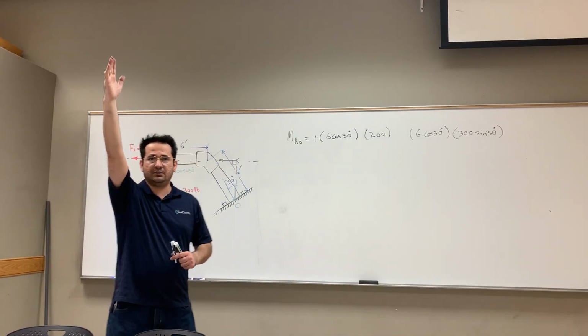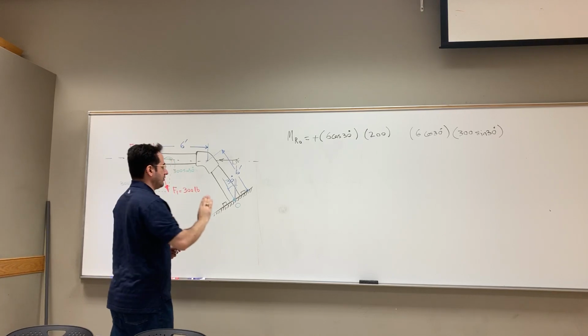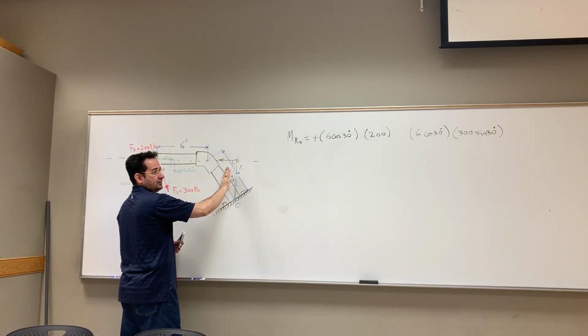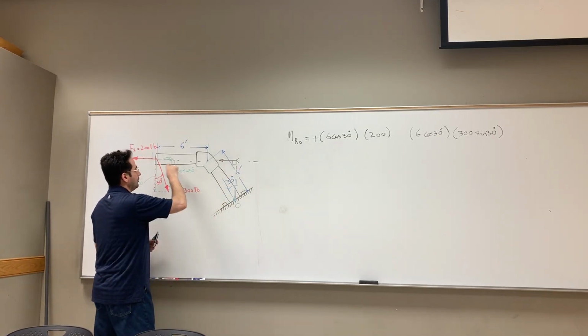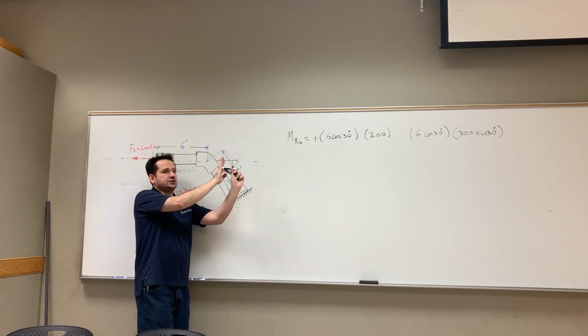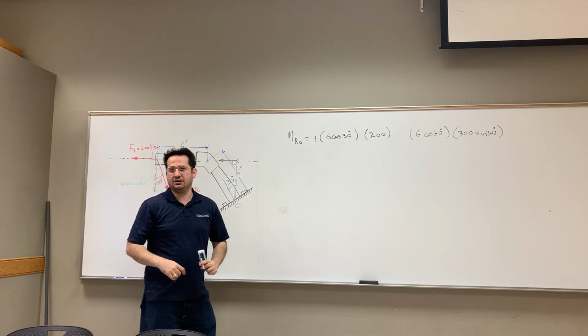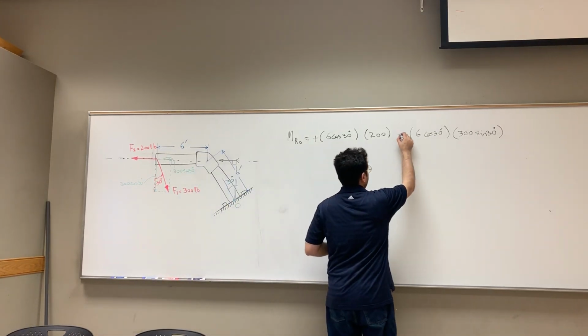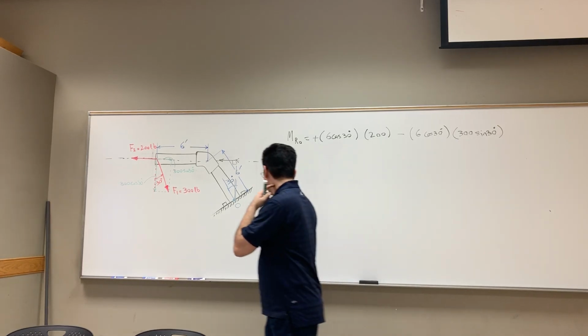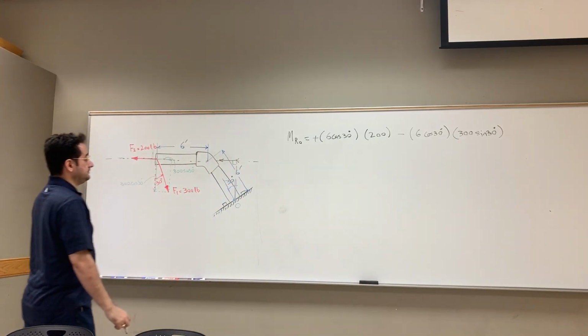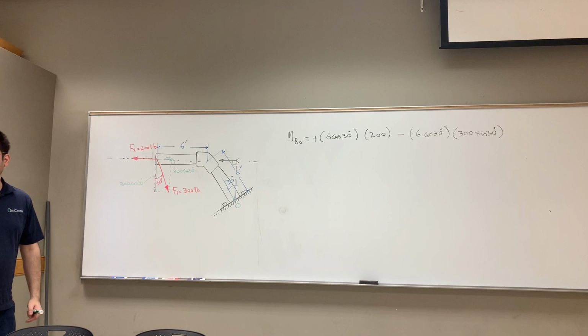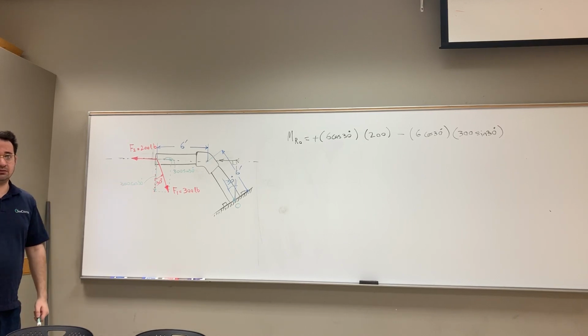Take your right hand, finger goes to R. The palm should show the direction of force. Where is my thumb going? Inward, so it's negative. So you put a negative here. Right? Is there anyone that doesn't understand this yet?